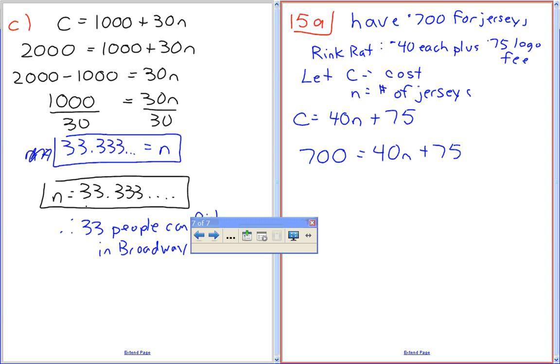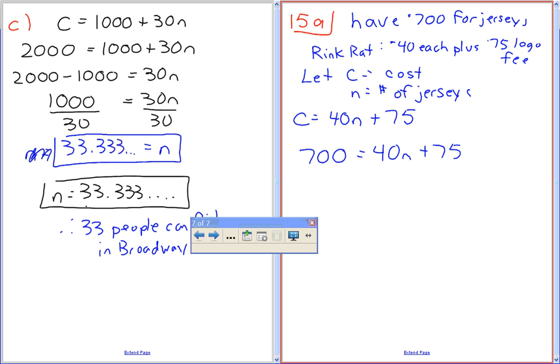Hold on a sec. Sorry, back to Joel, then come back. Joel, question. Where did you get 700? Oh, it says here you have $700 for jerseys. So why did you write a different equation? Well, because my cost is $700. Oh, that's all we're saying there. Okay, yeah, that makes sense.